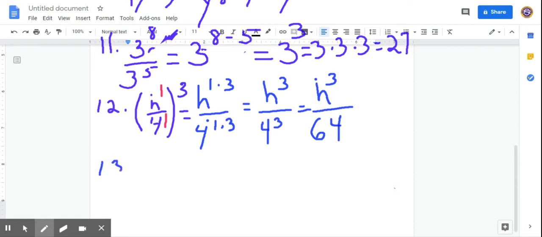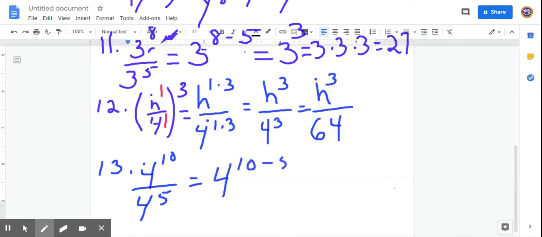13. 13 is the same thing as 11, just a different base. So you have 4 to the 10th power over 4 to the 5th power. So again, you keep the base, you subtract your exponents, and you get 4 to the 5th power.